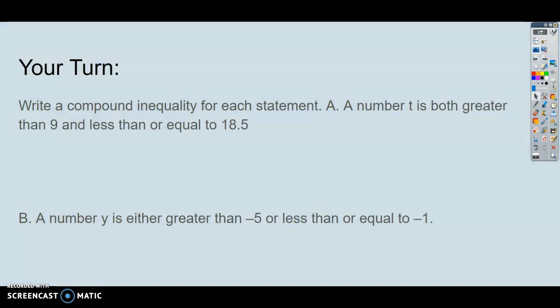All right, now it's your turn to try this. So I want you to pause the video and read these and try to write the inequalities down before I do the answers. So just hit pause, and when you have an answer, then continue.